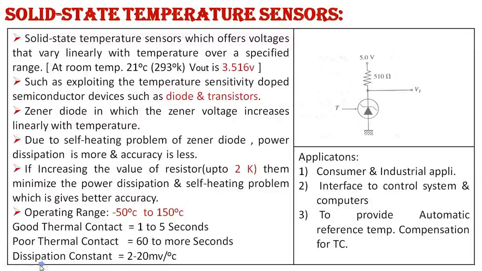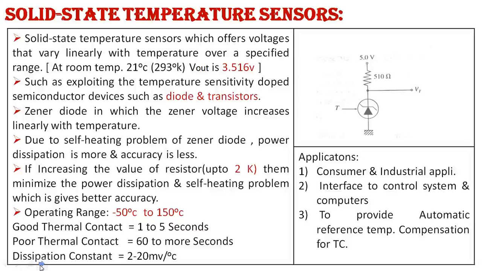The diagram shows a Zener diode and a resistance, and we apply temperature to the Zener diode and get the output voltage. A solid state temperature sensor offers a voltage that varies linearly with temperature over a specified range. At room temperature, 20 degrees Celsius or 293 Kelvin, Vout is equal to 3.516 volts.